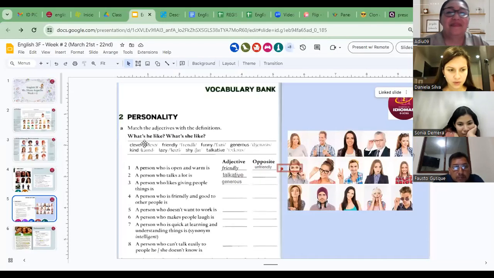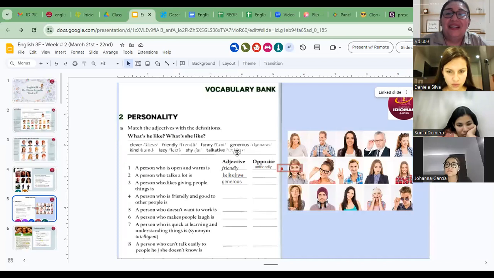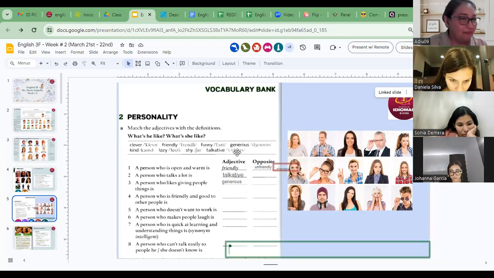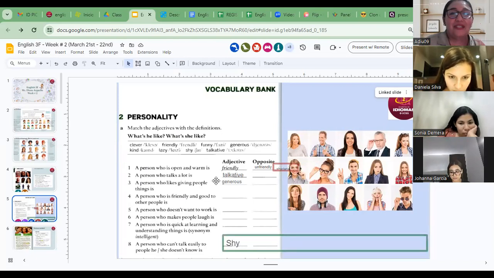What do you think? Mean. Unfriendly? Unfriendly. Mean, unfriendly, alguien que no es, no, lo contrario. Opposite es todo lo contrario. So someone who's very friendly could be unfriendly, alguien que no es muy amiguero, ¿no? No muy social. A person who talks a lot is someone talkative.